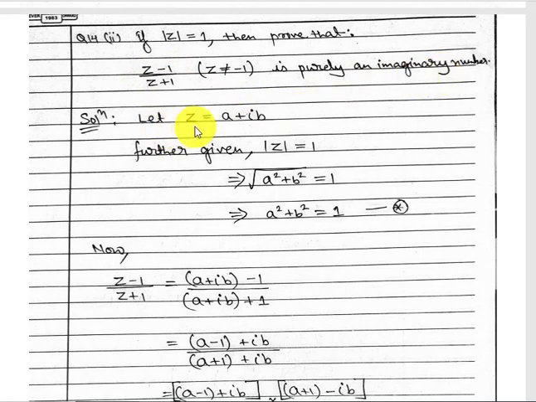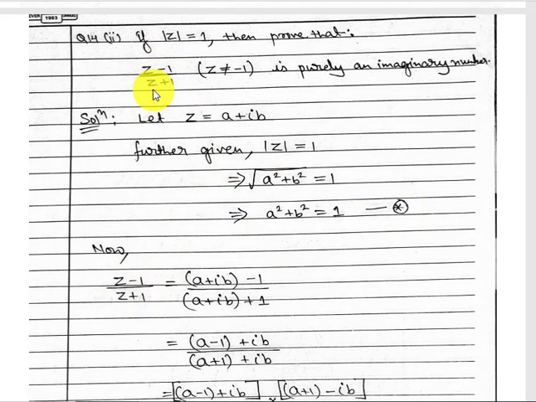So firstly, I will suppose that z is equal to a plus ib. Z means complex number, and complex number means it will be in a plus ib form. So let z is equal to a plus ib. Now further, what is given? It's given that modulus of z is equal to 1. That means square root of a square plus b square is equal to 1. Now I'll square both sides, then I get a square plus b square equal to 1. So this information will be used when we simplify this. So leave this as equation star.